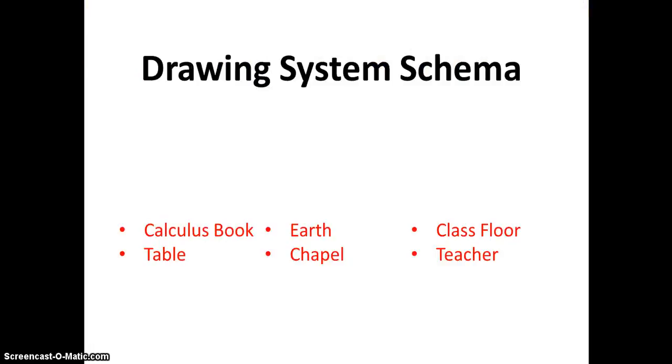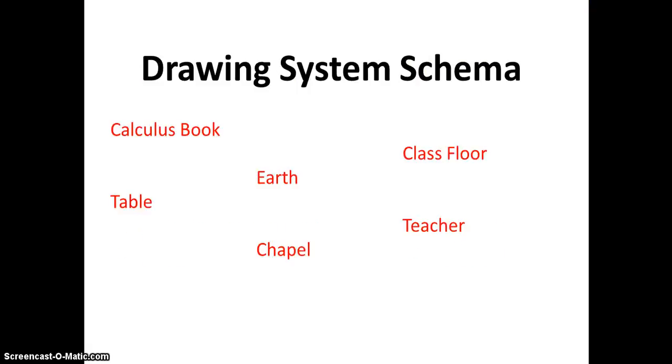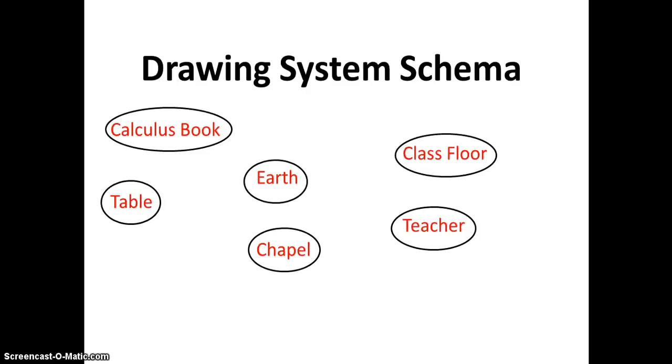We'll take these and we'll rearrange them so we get an idea of how to draw a system schema. I like to spread mine out a little bit and put circles around them so I can actually identify what's happening. The next step in the system schema is to draw arrows in between objects which have interactions.